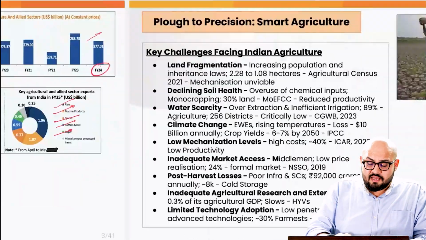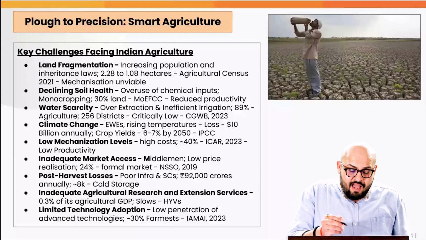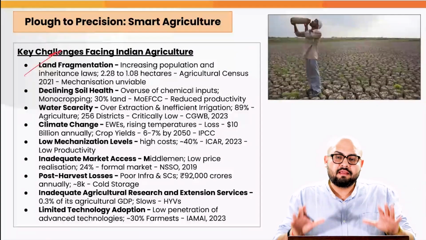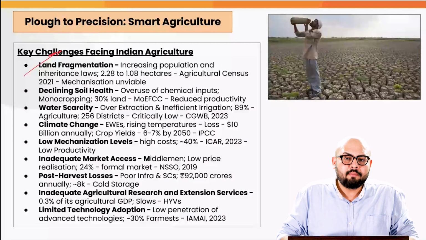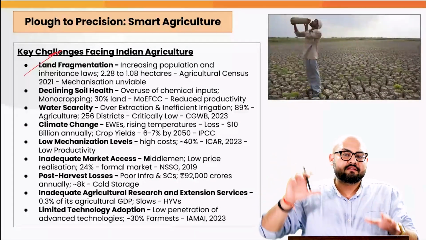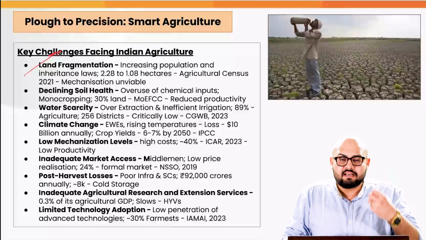Now, these are some of the challenges. If you were to analyze these challenges in an elaborate manner, the first is land fragmentation. Please understand that land is a fixed resource, but population is rapidly increasing. So what it leads to is the fragmentation of land because of inheritance.